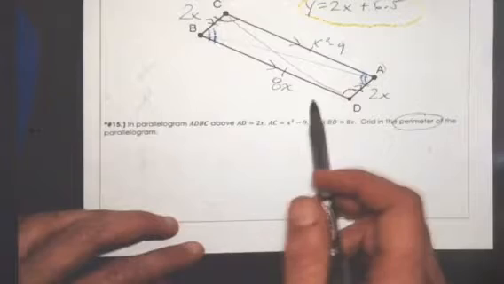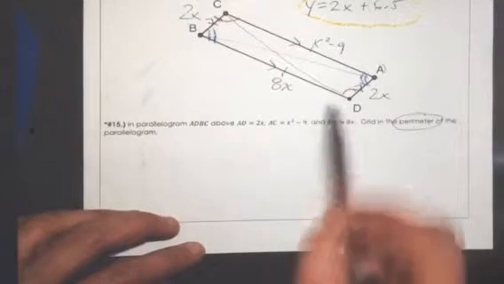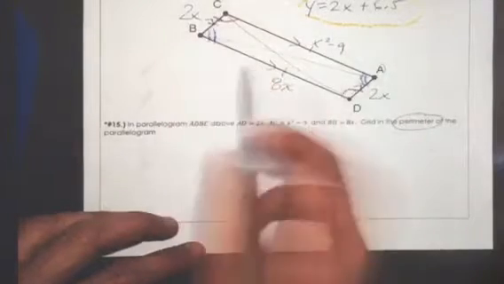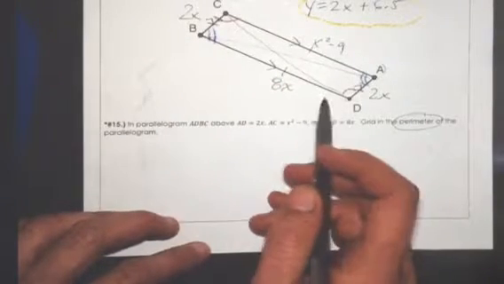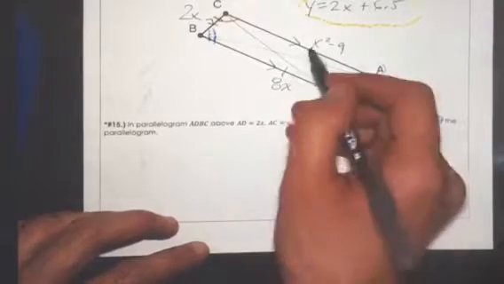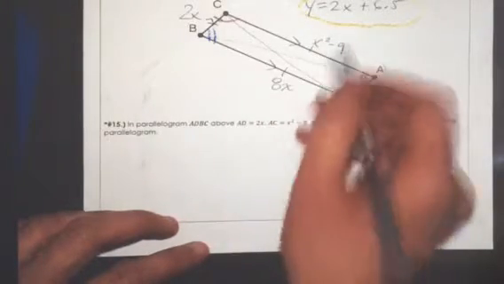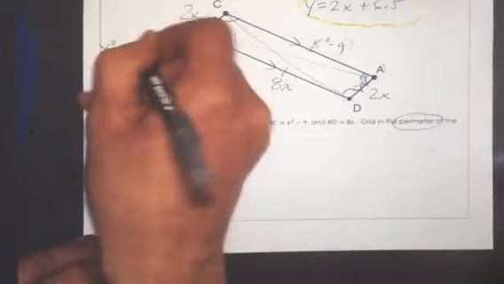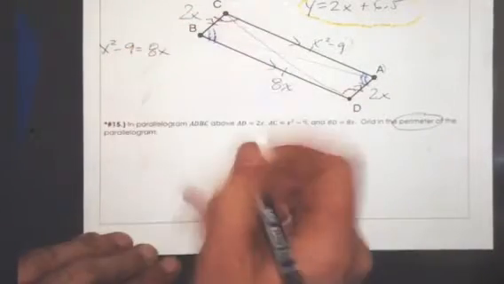And don't do anything with 360 degrees here. This is not about the angles. This is about how long the sides are. So nothing to do with angles, nothing to do with degrees, nothing to do with 360. What we know is these opposite sides are congruent, so we should set those expressions equal to each other. So we have x squared minus 9 equals 8x.